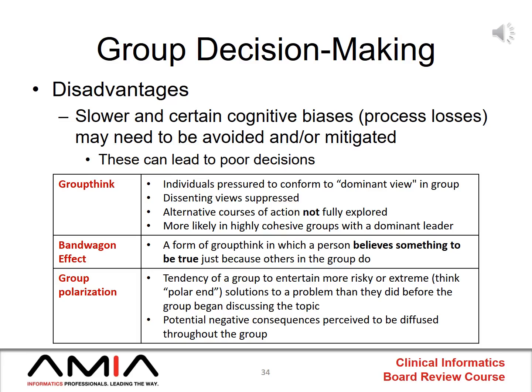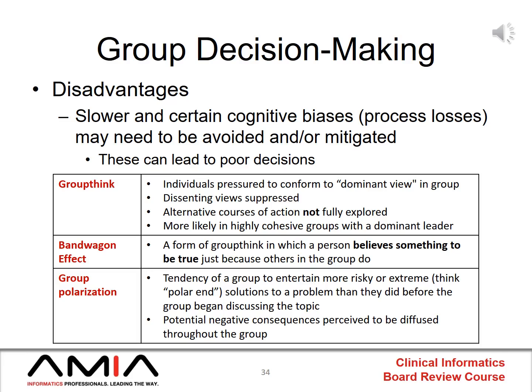The first cognitive bias is groupthink. This is a process whereby individuals are pressured to conform to the dominant view in the group, and any dissenting views can actively be suppressed either by social peer pressure or by a very dominant member of the group. Alternative courses are therefore not fully explored, so the decision that you make is not likely to be as good as a result, and this cognitive bias is more often seen in highly cohesive groups that have a dominant leader.